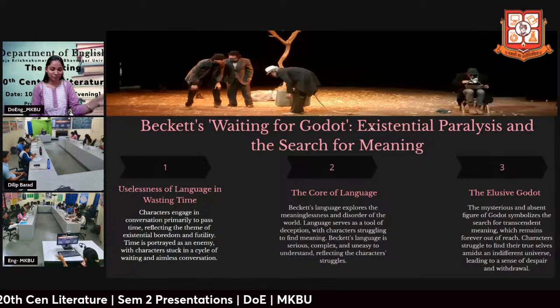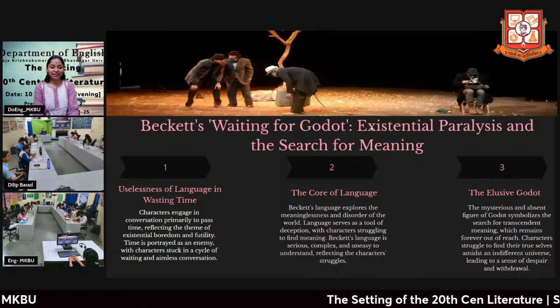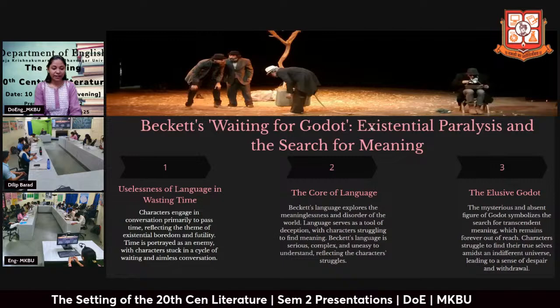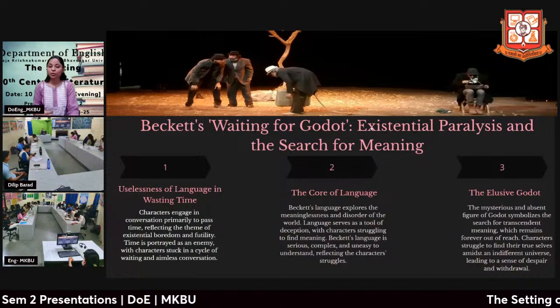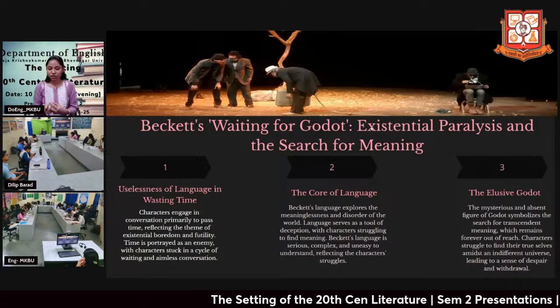Characters engage in conversation primarily to pass time, reflecting the theme of existential boredom and futility. Time is portrayed as an enemy, with characters stuck in a cycle of waiting and aimless conversation. The core of Beckett's language explores the meaninglessness and disorder of the world. Language serves as a tool of depiction, with the characters struggling to find meaning.